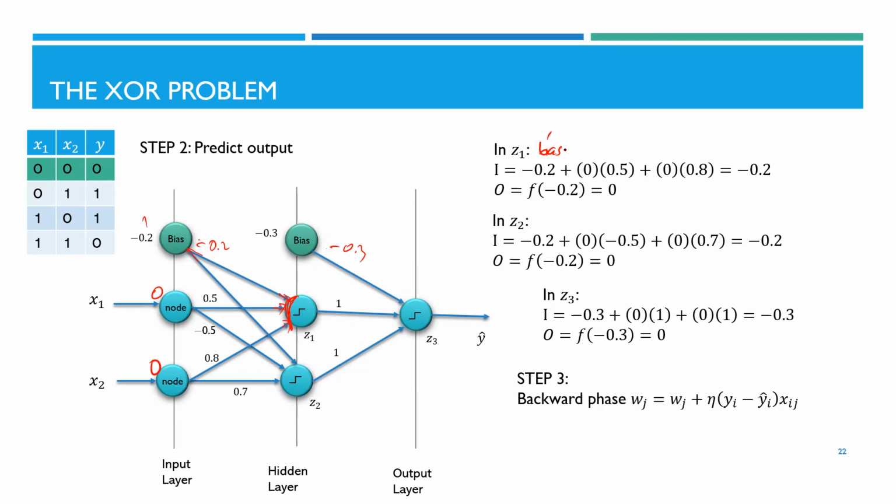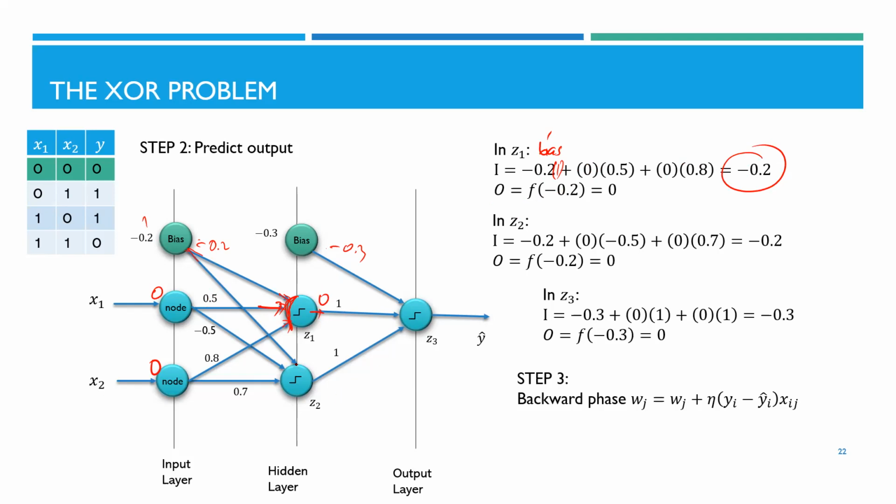Okay, this is the bias. I just make it simple, because this one is always one. Okay, 0.2, and then 0 is from this, and the weight is 0.5. We get this for the input. So the output for this is 0.